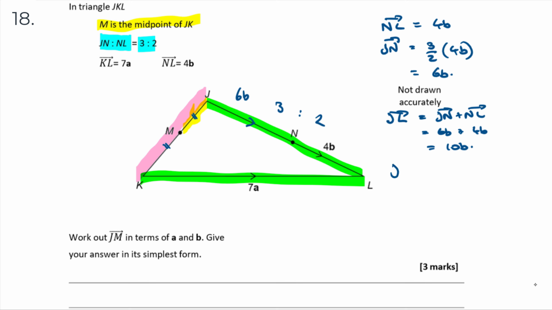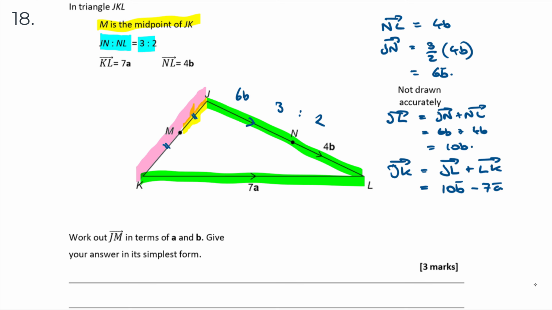So what is the vector JK then? Going along places that I know. I can't go direct because I don't know anything about that line yet, but I know the other route. So I know that I can get from J to K by going from J to L and then going from L to K. Okay, and I know that J to L is 10b because I just found it, and I know that L to K is going to be minus 7a. Okay, because I'm going against that arrow, aren't I? So it's negative. Okay, so J to K is 10b minus 7a.